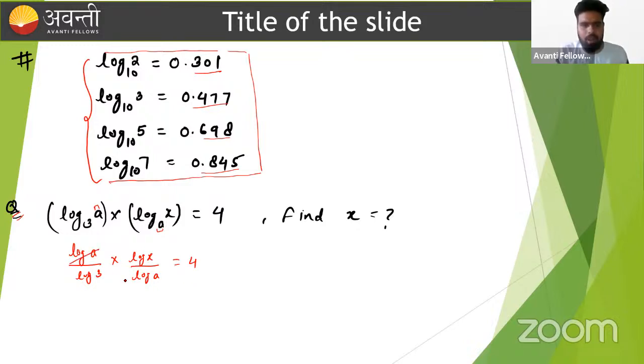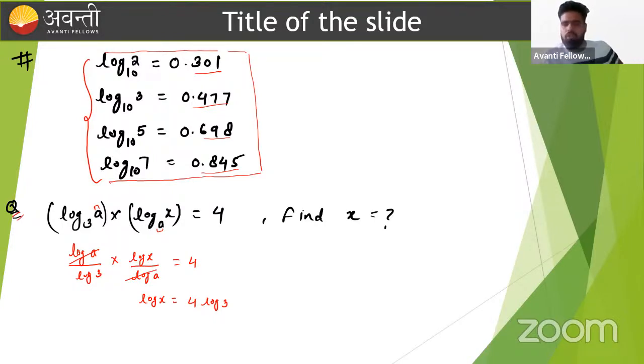And we can say log a and log a will cancel out here, and this can be written as log x equals 4 log 3. Again, if we use property number 3, that is known as the Bhagwan property, beta.